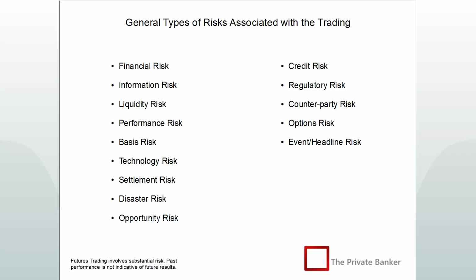So, what are the general types of risk associated with trading? Well, there's first of all financial risk, information risk, liquidity risk, performance risk, basis risk, technology risk, settlement risk, disaster risk, opportunity risk, credit risk, regulatory risk, counterparty risk, options risk, and event headline risk. So some of these I'll go into more detail, but just generally speaking, approaching the markets each day, we encounter these types of scenarios, and I'll go into those, more common risks that we face each day.